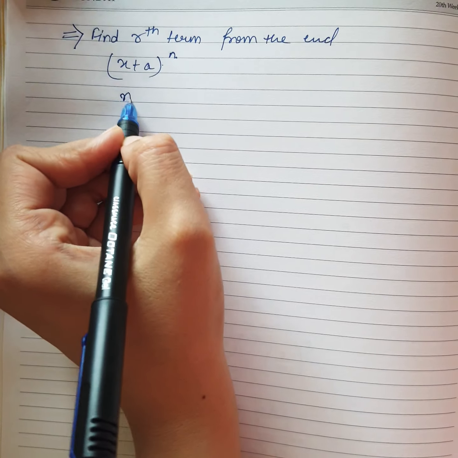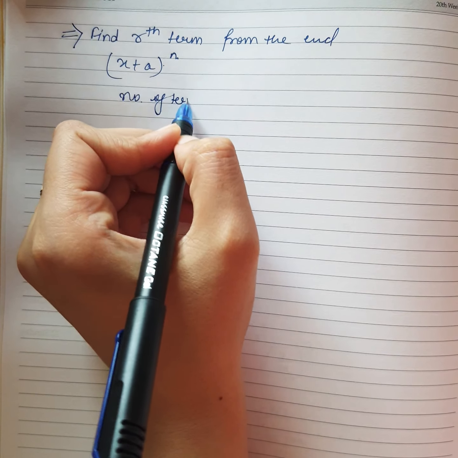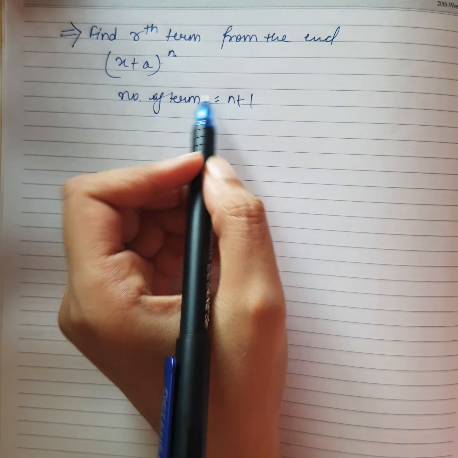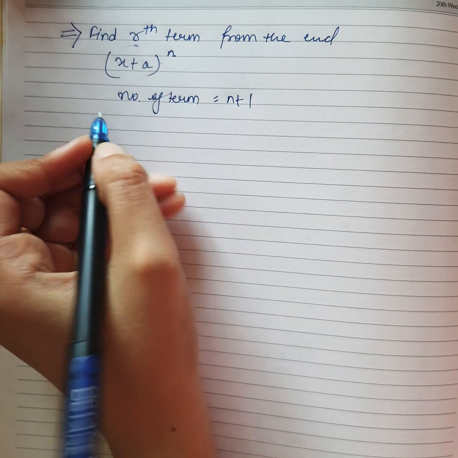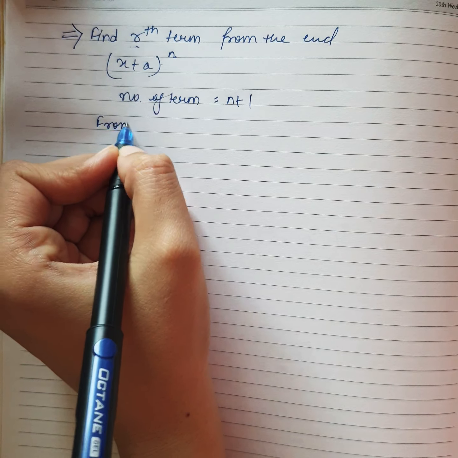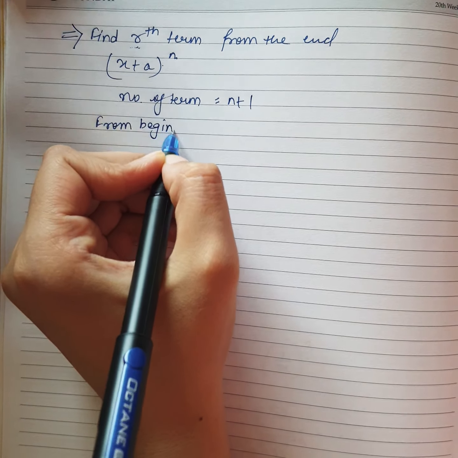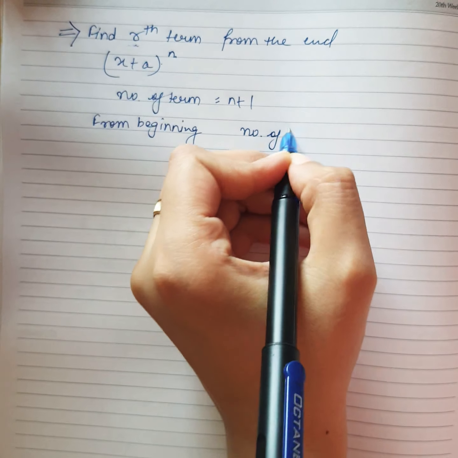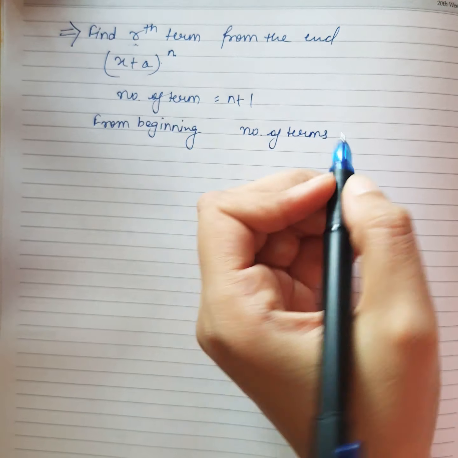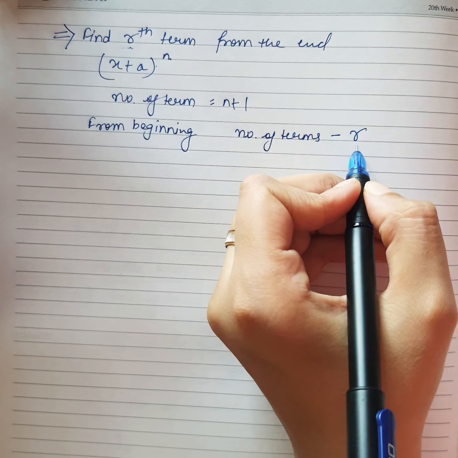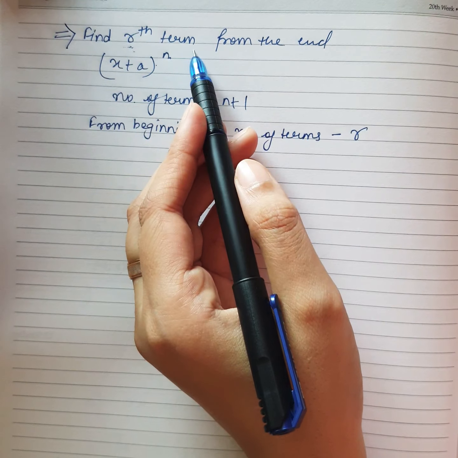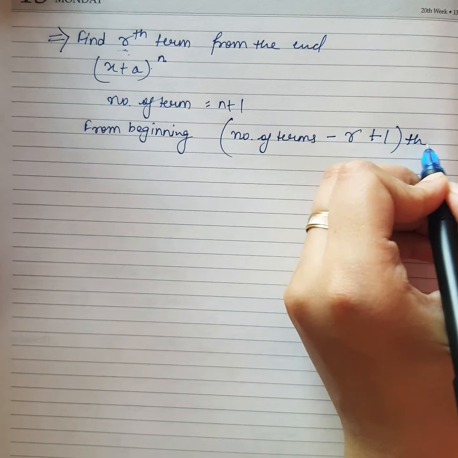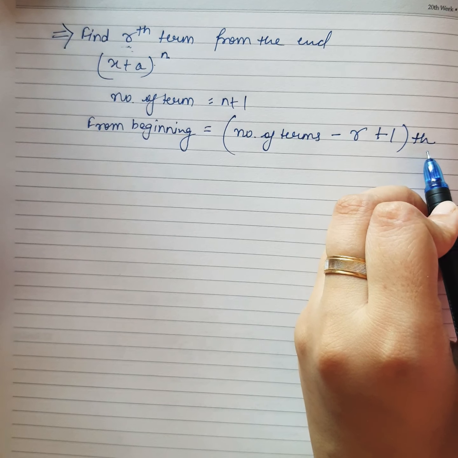Now here the number of terms will be n plus 1. So if I need to find any term from the end, from the beginning it will be the number of terms in the expansion minus r, where r is the term from the end, 5th term, 6th term, plus 1. This is the position of the term we need to find from the beginning.